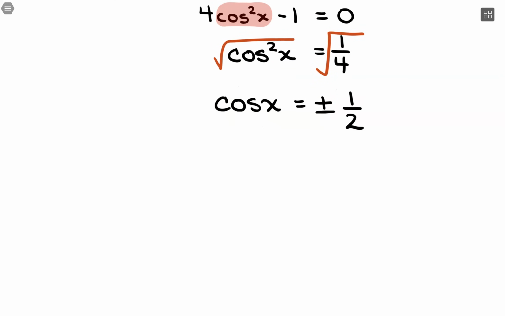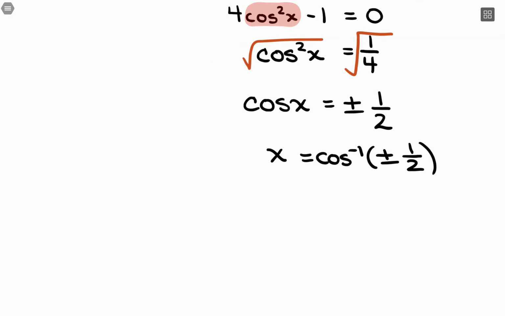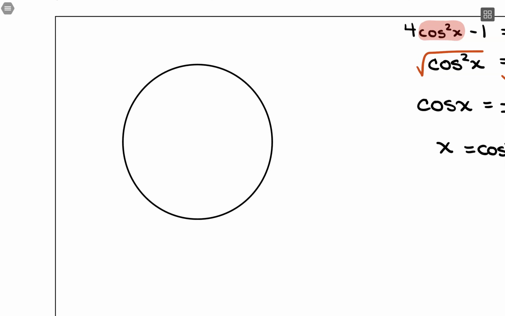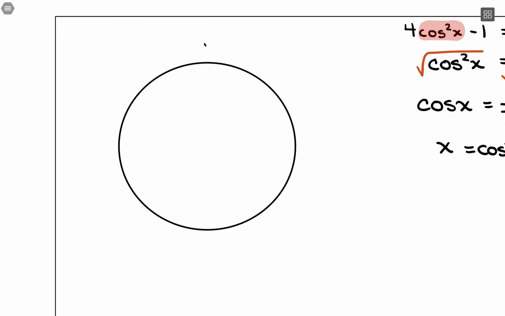So what we get from this is that we're taking inverse cosine of plus or minus 1/2. That means we're having an x-coordinate that's both positive 1/2 and negative 1/2. So let's go to our unit circle to see what angles give us that solution. Here's my circle, here's my axes. Positive 1/2 is about right there.